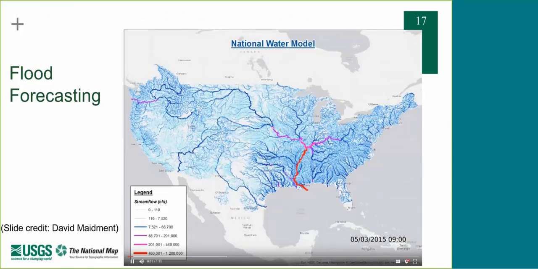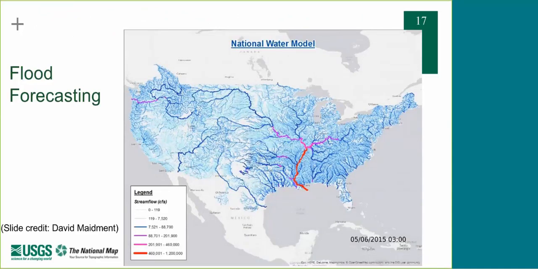So what you're seeing here is a simulation of something called the National Water Model, which is being used now in real time. Actually, this is being run for the whole country that you see, the whole part of the country you can see here. And it's being used to forecast floods.